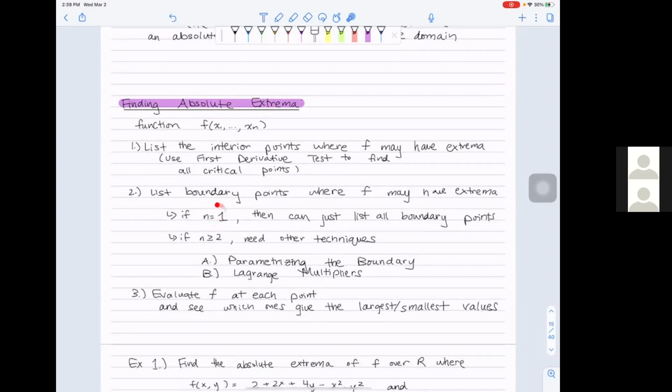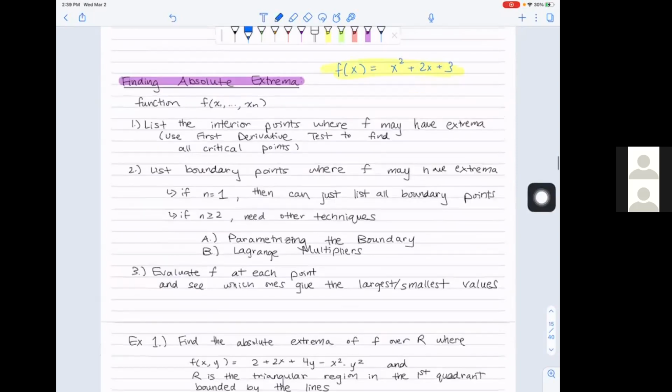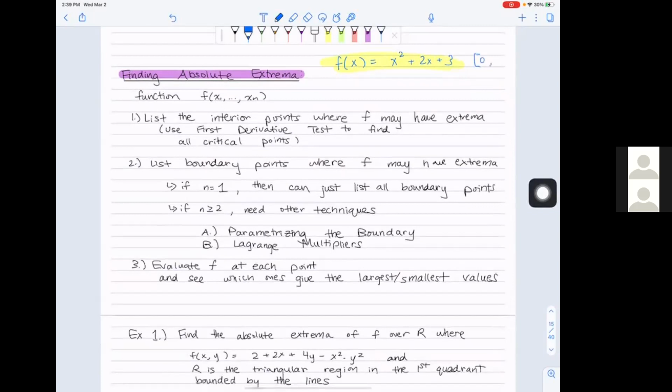Now, if n equals 1, meaning that you just have a single variable calculus equation, like f of x equals x squared plus 2x plus 3 or something, then that's just like from Math 104, where if you're finding the absolute extrema, you find the derivative, set it equal to 0, and they always gave you endpoints, like on 0, 2, and you tested those endpoints.